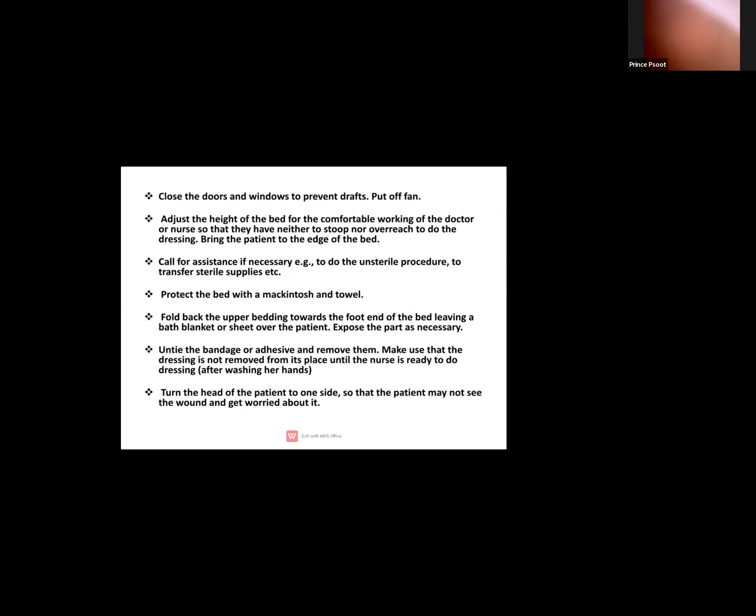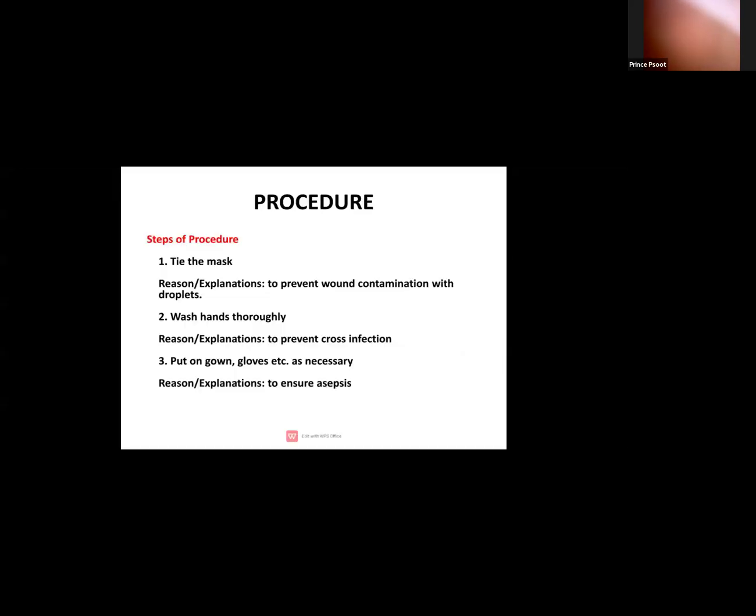So then after that, we move to the procedure and the steps involved in the procedure. We won't be wasting more time here because we'll only be explaining the parts that need to be explained, as the procedures are quite explanatory. The first thing is to tie the mask. Now, why do we tie the mask? To prevent wound contamination with droplets. We've talked about that before.